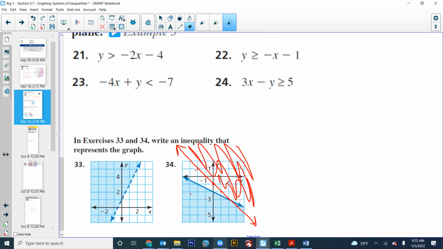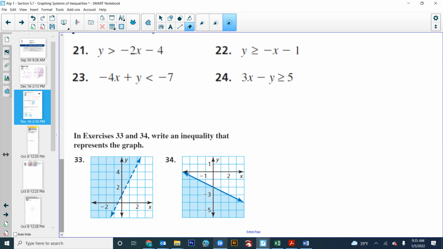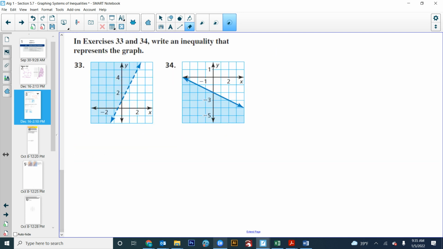How did you guys do on writing equations? How'd you guys do on these? Is there one that you saw the equation, you have no idea how we got it? Logan, you stuck on one? I got 33. 33 is wrong?